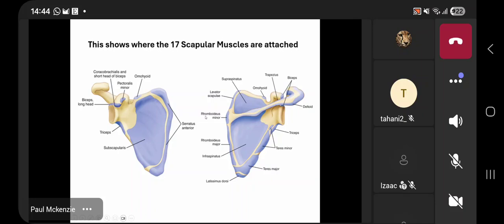Over here, the infraspinatus takes up this entire surface. So this is 2 pictures of your shoulder blade. This is the right shoulder blade viewed from the front, so the ribs will be sitting here. And this is the right shoulder blade viewed from behind. All of these blues are the areas of attachment of the 17 different muscles. So I think it's fair to say, well, no, I know it's true to say that the scapula is the one bone that has the most number of muscles attached to it.